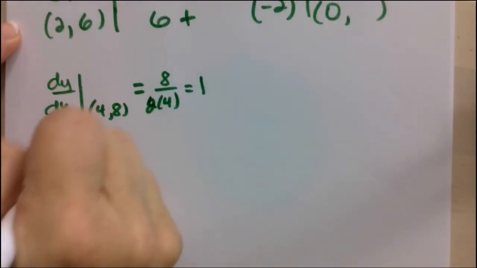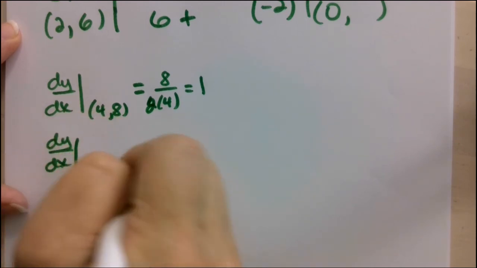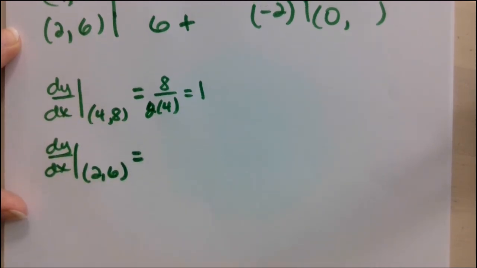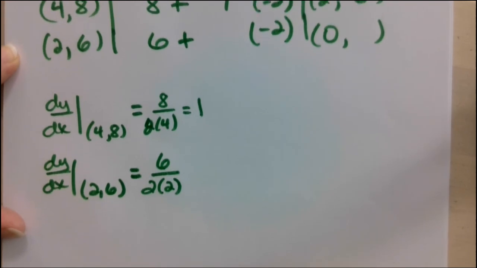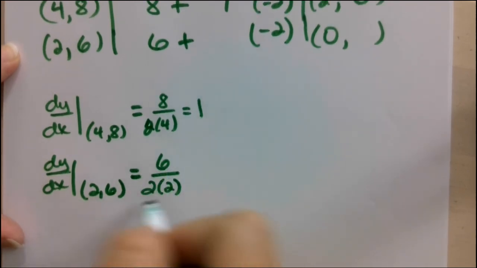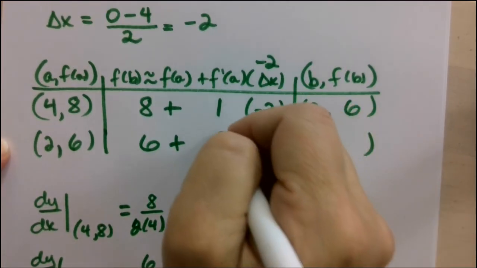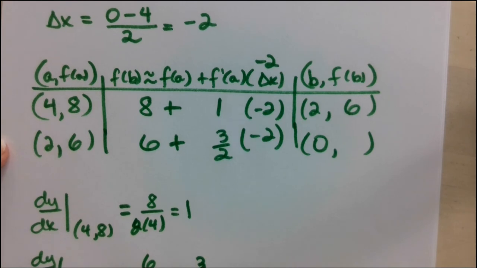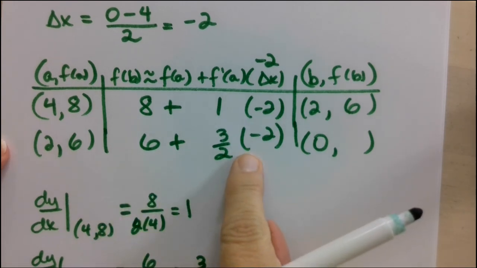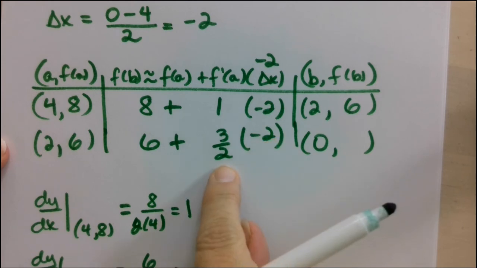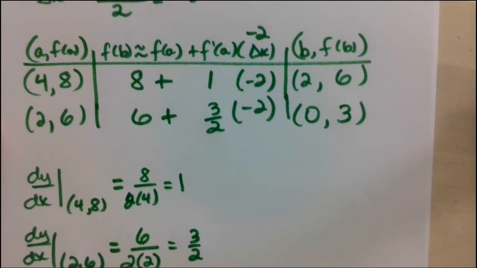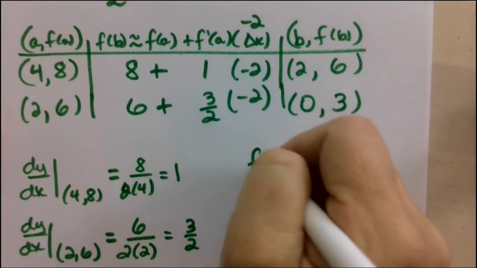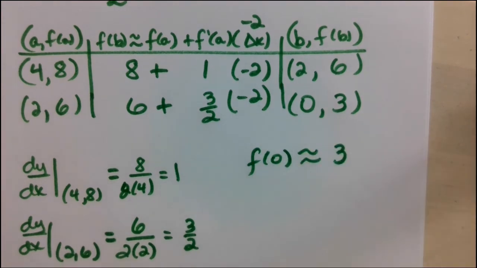Plus, I need to calculate a slope, dy dx at the point 2, 6, which is going to be y, which is 6, over 2x, or 2 times 2. And so that is 6/4, which reduces to 3/2. And I have 6 minus, negative 6 divided by 2. So just 6 minus 3 gives me 3. And so using Euler's method, f of 0 is approximately 3.